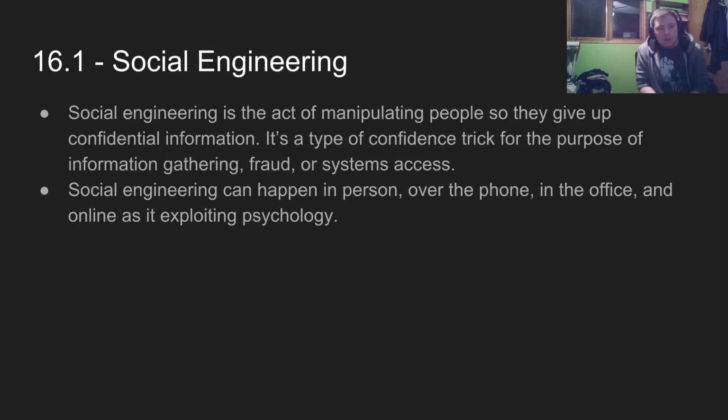Social engineering. Social engineering is the act of manipulating people so they give up confidential information. It's a type of confidence trick for the purpose of information gathering, fraud, or system access. Social engineering can happen in person, over the phone, in the office, and online, as it is exploiting your psychology, essentially, human psychology.